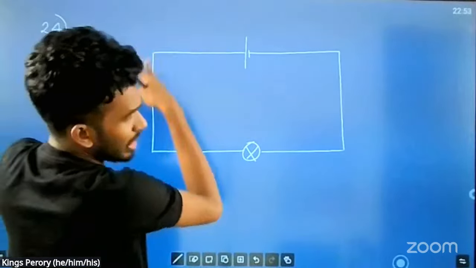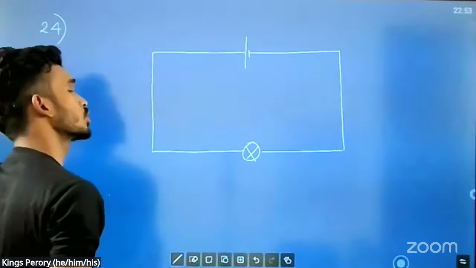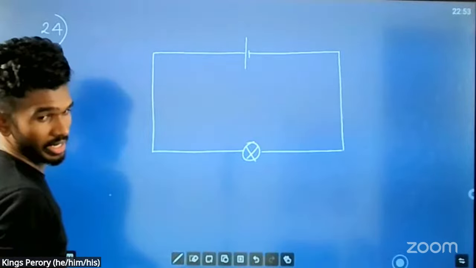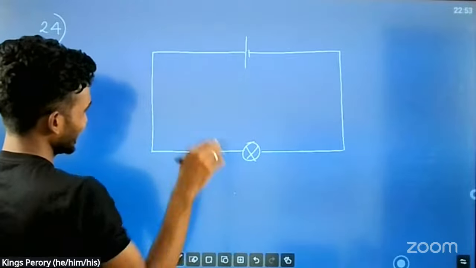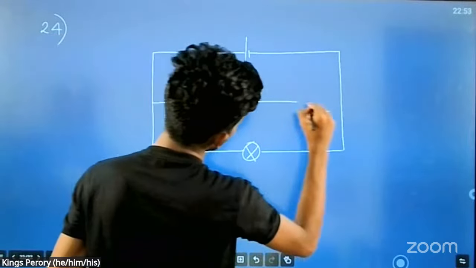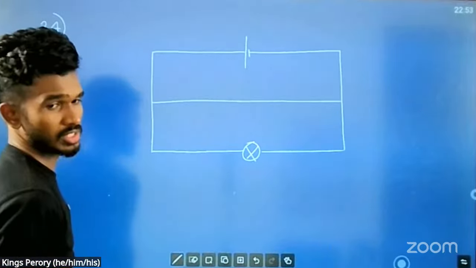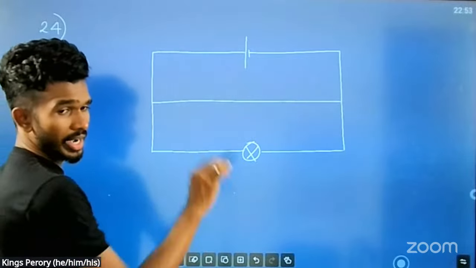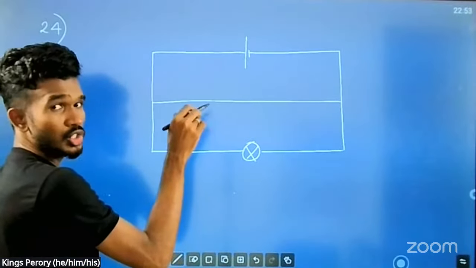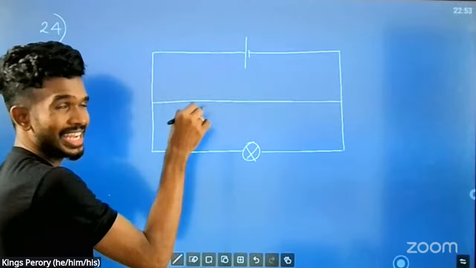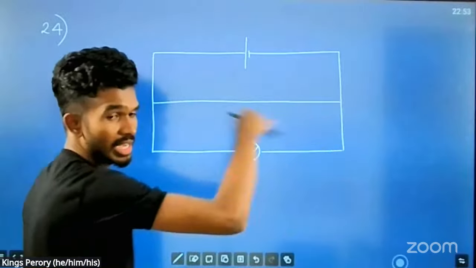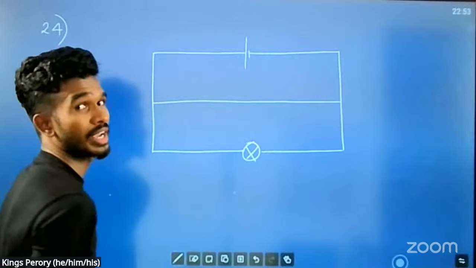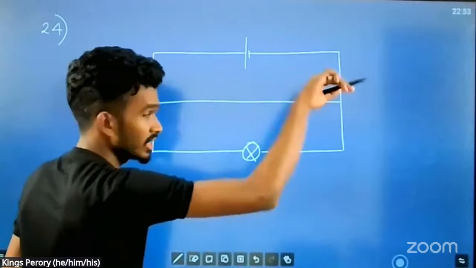Now a certain amount of current flows through the bulb. The bulb will illuminate. Now let's take a wire and connect it between these 2 points. When you connect a wire like this, you call it short circuiting. You have short circuited this circuit. You have just connected the wire. That wire doesn't have any device. It's just a wire connecting these 2 points.